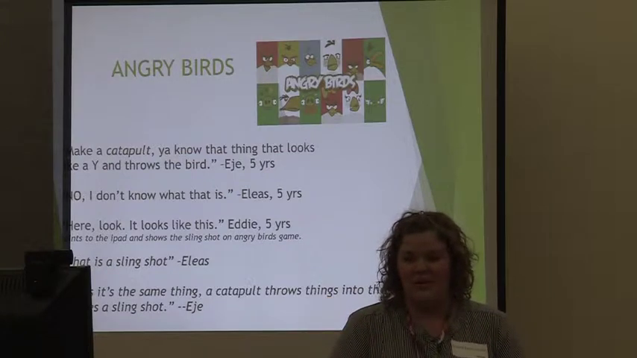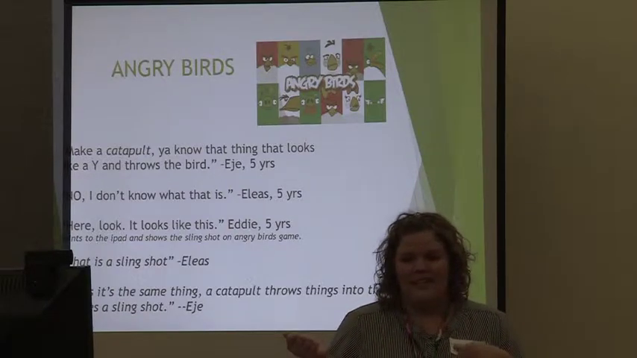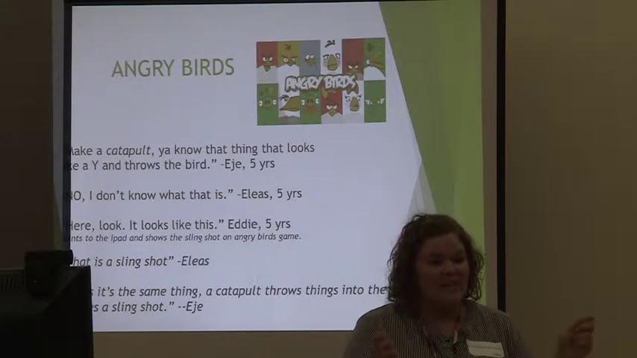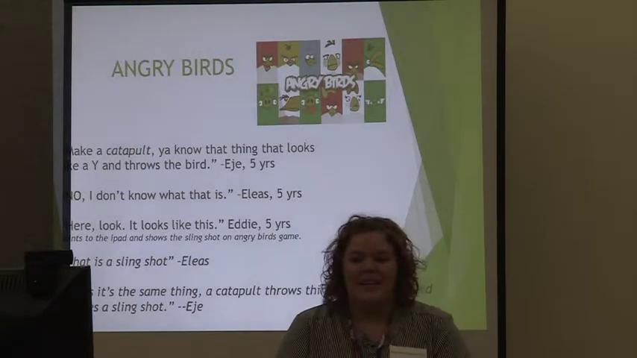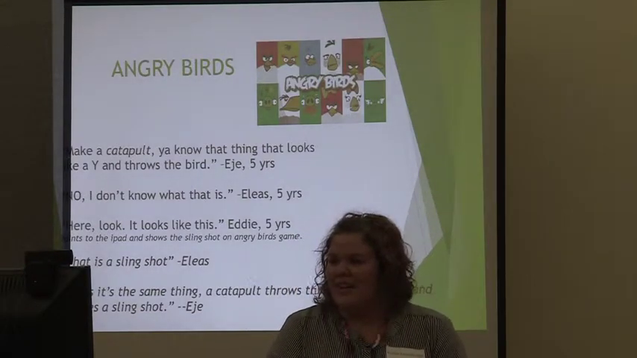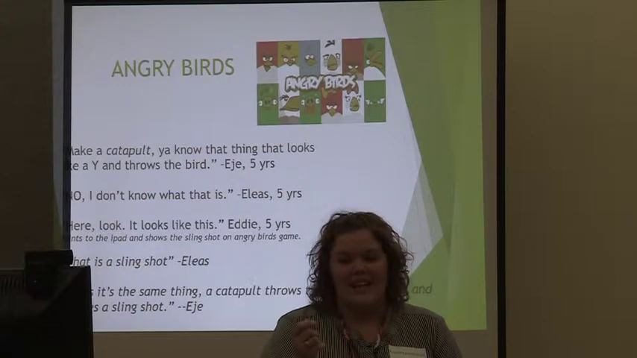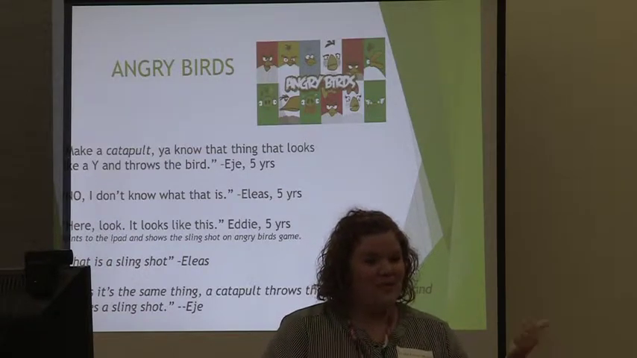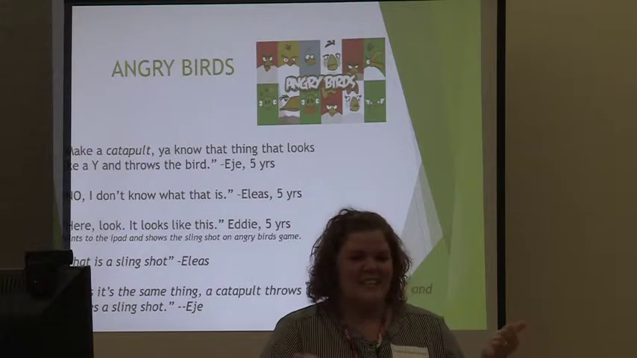So this is going to show you through a series of pictures. EJ says, "Make a catapult, you know, that thing that looks like a Y and throws the bird." And Elias says, "No, I don't know what that is." And so Eddie says, "Here, look at it." So he has the iPad at this time. And he says, "It looks like this." And he shows his friends on the iPad what it looks like. And Elias says, "That is a slingshot." So he's correcting his friends with the vocabulary, saying, "I think that's a slingshot."